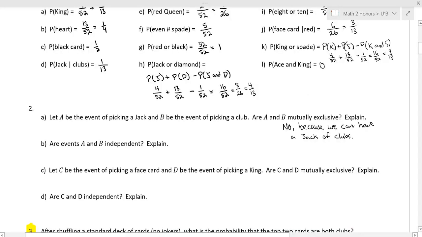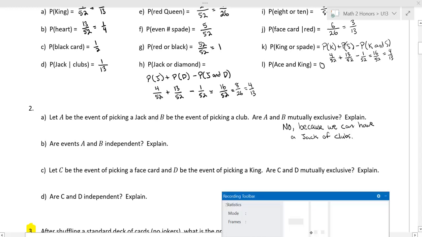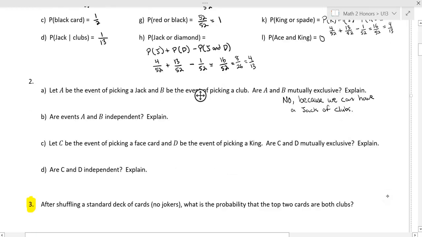B asks, are events A and B independent? And if they are independent, then we could say that the probability of A would equal the probability of A given B. And so I'm going to try them both out. So the probability of A, A is the event of picking a jack. So picking a jack, there's 4 jacks out of 52, which is 1 out of 13.